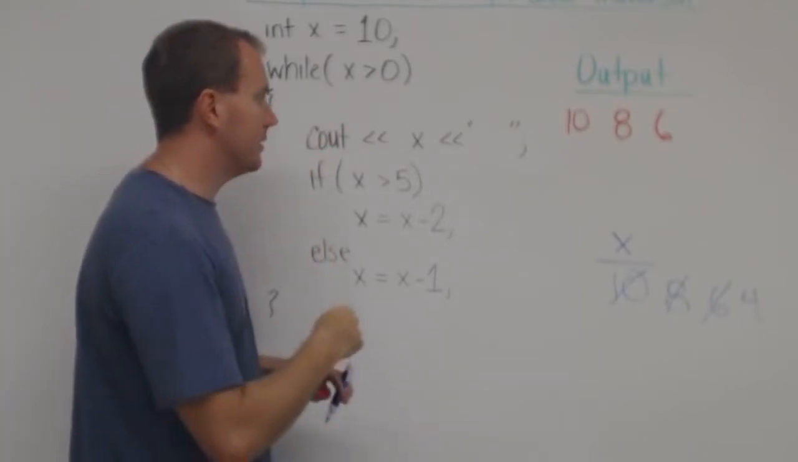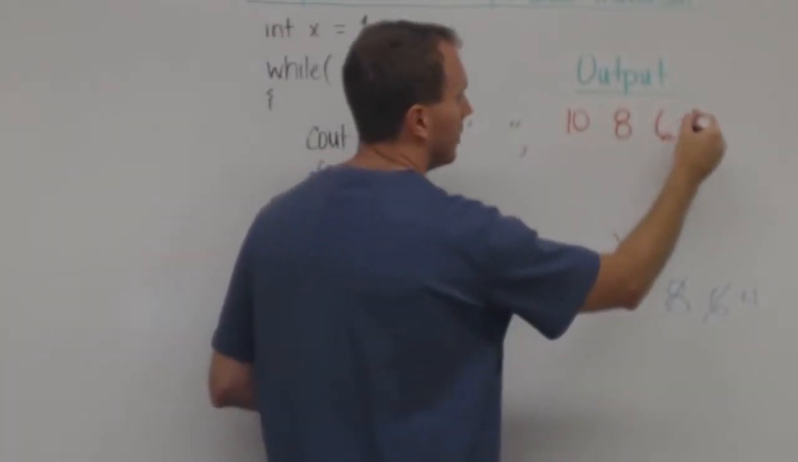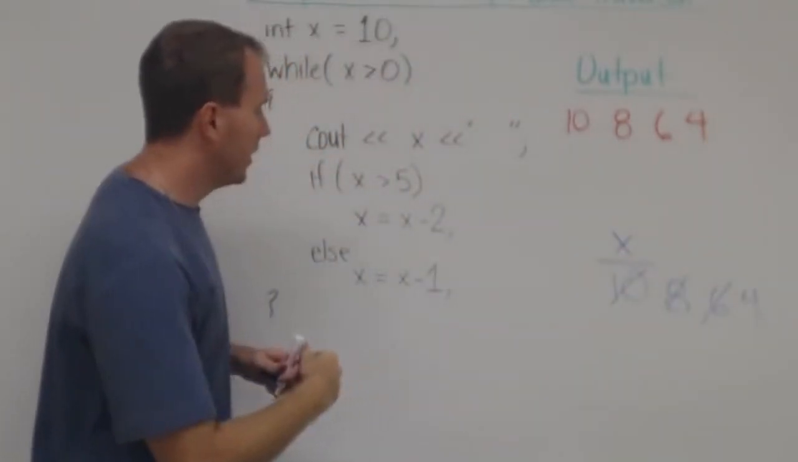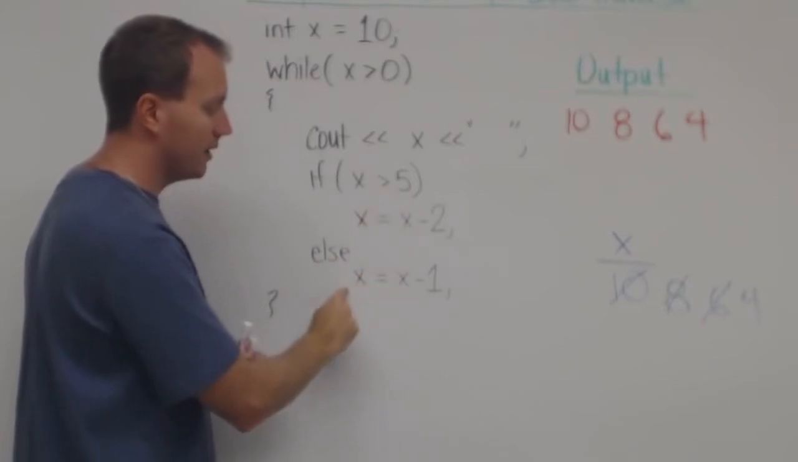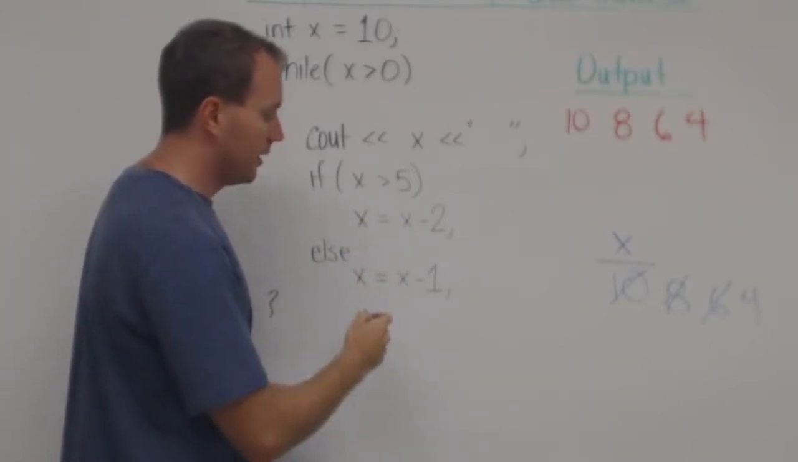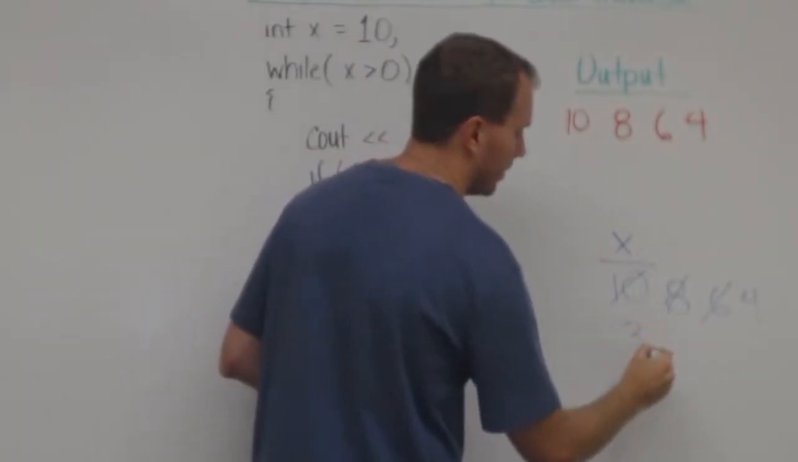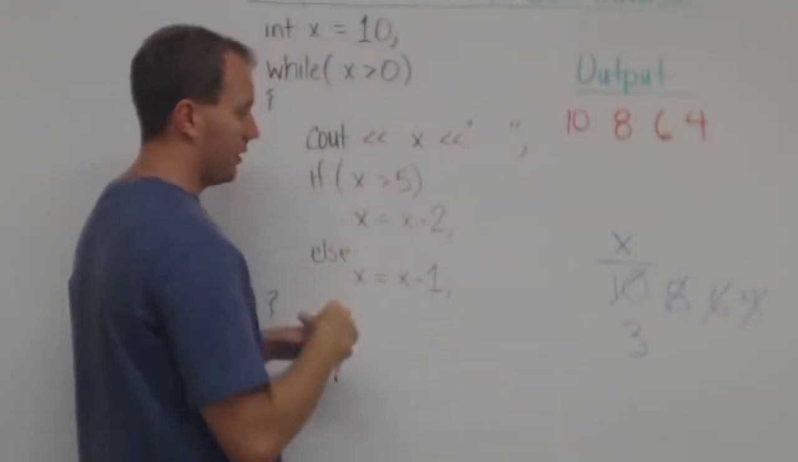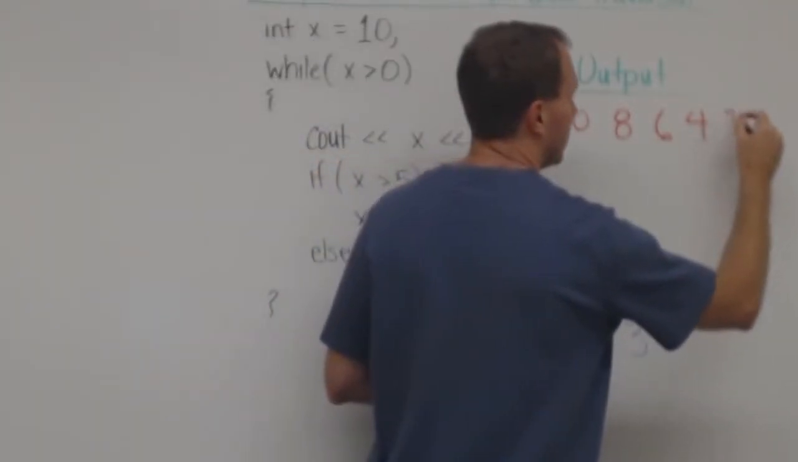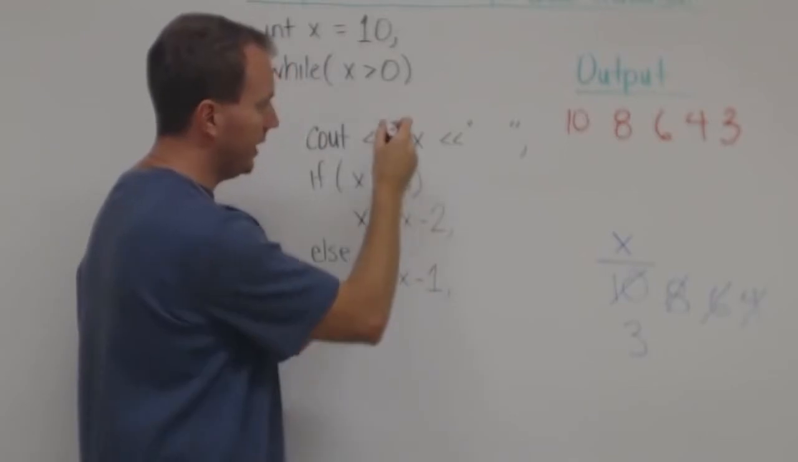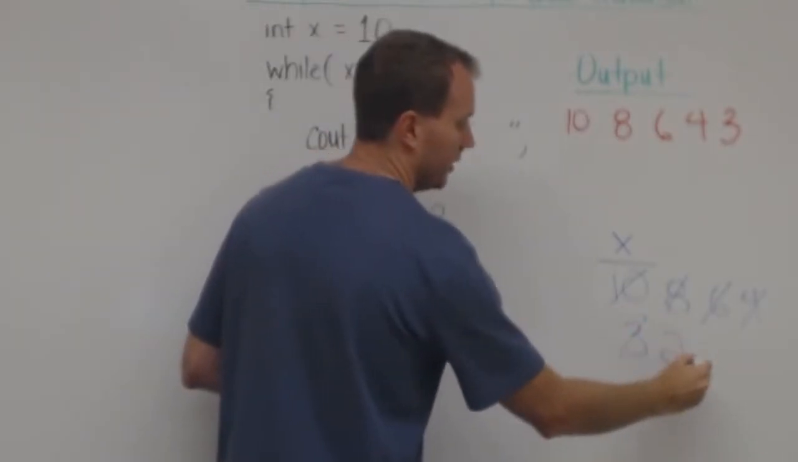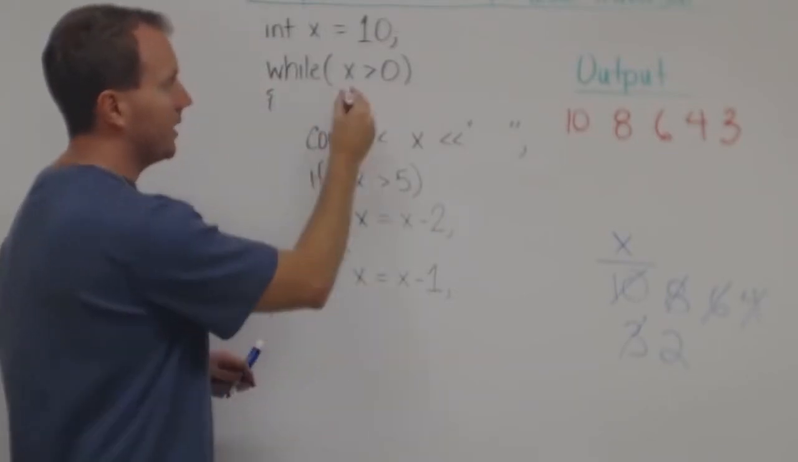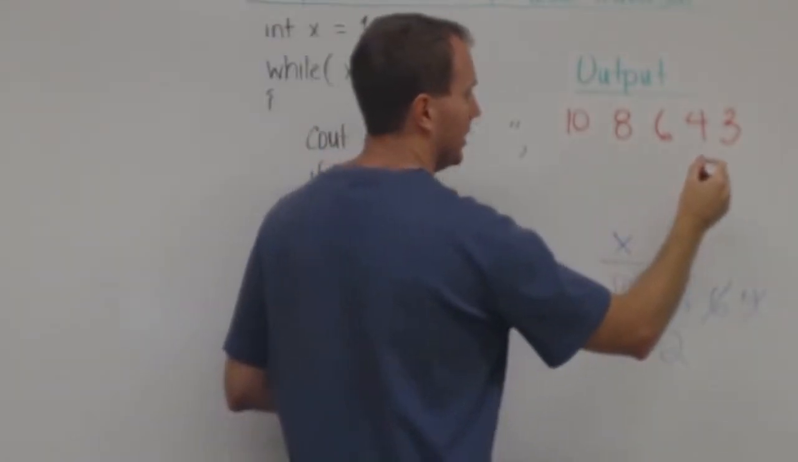Right? 4 is greater than 0, output it. And then we get to this. This is the first time we see this is false, so we go to our else, and we subtract 1. Going through, we end up with 3. And we hit the if statement again, subtract 1. We go back to the top, evaluate our condition.